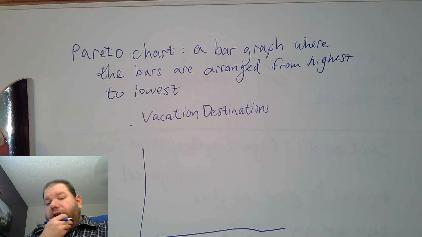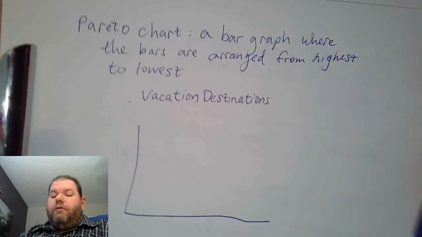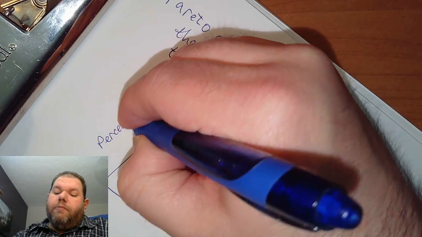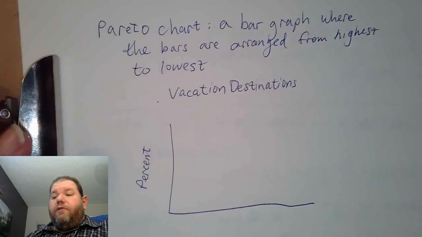So in this scenario, we'd still keep our same designations on the vertical axis.